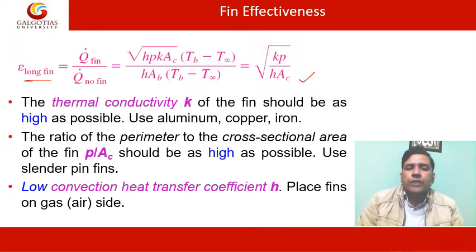The ratio of perimeter to the cross sectional area of the fin, p upon Ac, should be as high as possible for a highly effective fin. For this reason, the use of slender pin type fins is preferred. Similarly, a low convection heat transfer coefficient is preferable in order to obtain an effective fin.